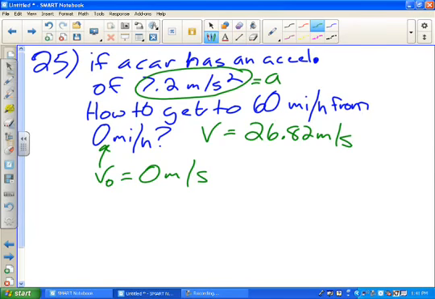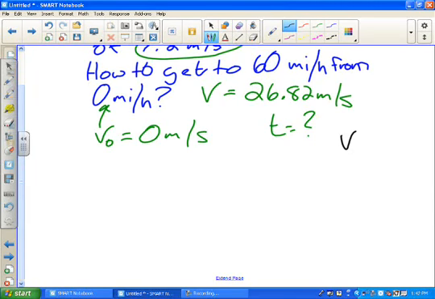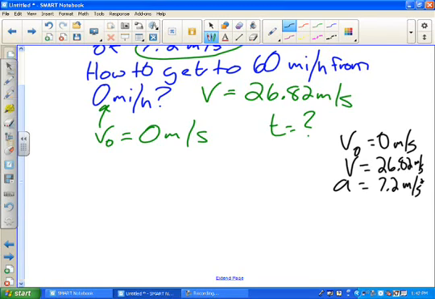So the question asks us how long would it take? In other words, we need to find time. So we have an acceleration, two velocities, and we're asked to find time. The next step in the process is to find an equation that will help us use the initial velocity of 0 meters per second, the final velocity of 26.82 meters per second, with the acceleration of 7.2 meters per second squared, and find time. So if we look on page 57 in our textbooks, we find that one of the equations that has all of those variables is v equals v naught plus a times t.